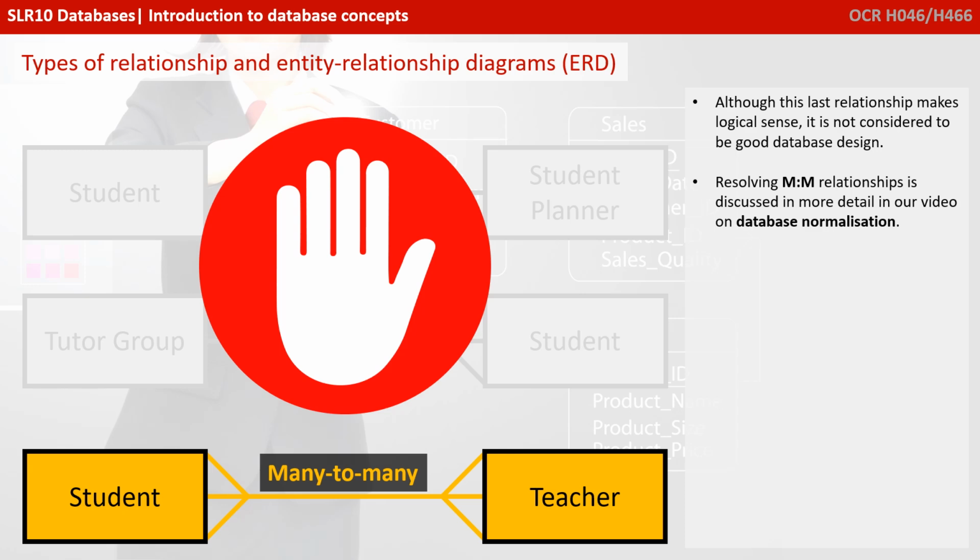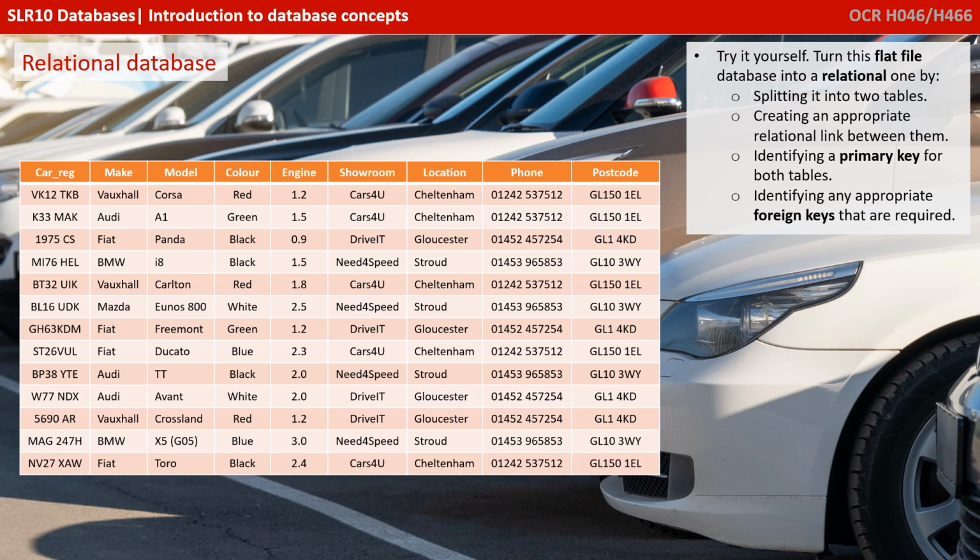So try it yourself. Turn this flat file database into a relational one. Remember, you have to split this into two tables and create some kind of appropriate relational link between them. Identify a primary key for both tables, and identify any appropriate foreign keys that might be required so that link will work. Pause the video a second, and when you think you've got it, unpause and check your answer.